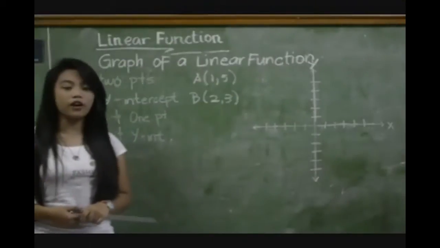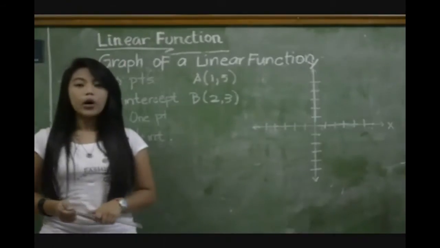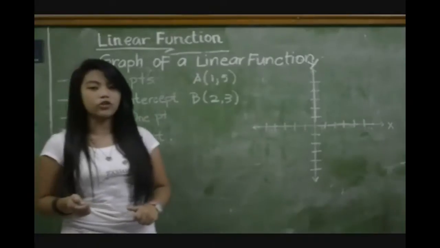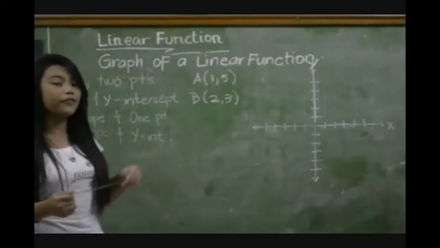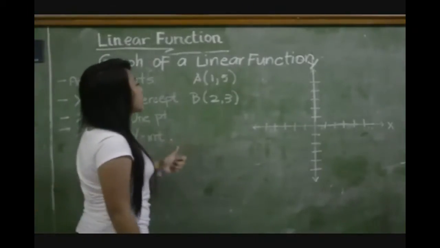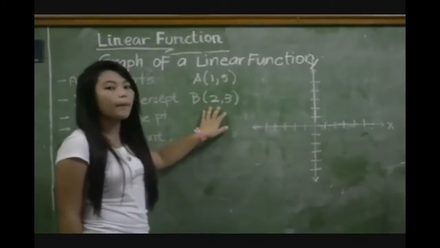Graph of a linear function. We all know that the graph of a linear function is a straight line, where the value of x is called the domain, while the value of y is called the range. We can draw a graph of a linear function given any 2 points. Here is point A, which is (1, 5), and point B is (2, 3).